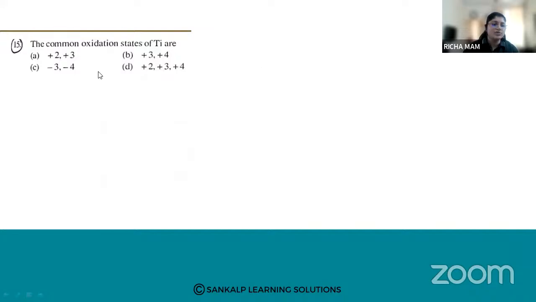Okay, so 15th question. The common oxidation states of titanium are. So which are the common oxidation states of titanium? Titanium is 22, so argon 18, 3d2, 4s2. Fine. So what is the common oxidation state shown by titanium? So these are the four options. Go through the options and tell me.